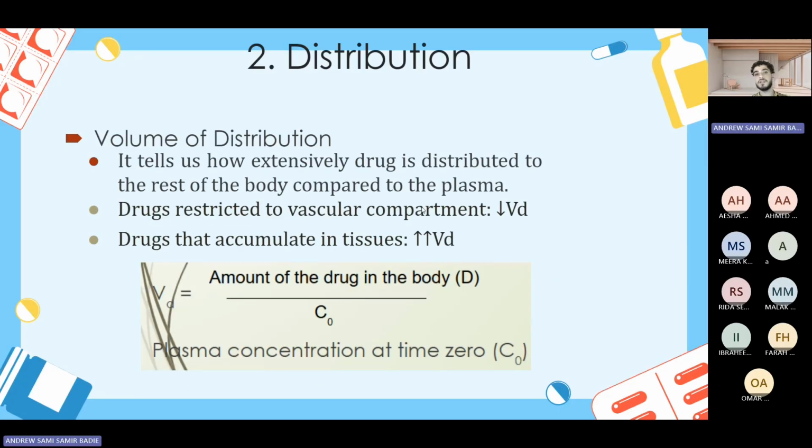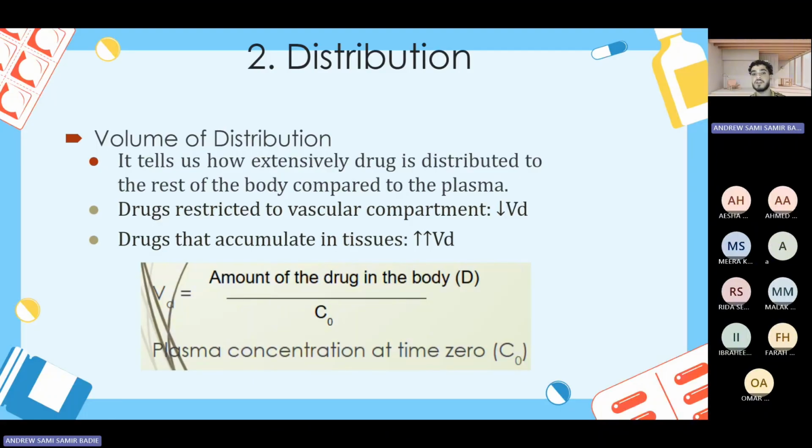Now, volume of distribution is a pretty important concept, and it tells us how extensively the drug is distributed to the body compared to the plasma. If the drug is restricted to vascular components, so if you want a drug to remain inside the blood vessels, for example, a drug that decreases coagulation of the blood, if someone just had a heart attack or a clot inside the blood and we want to give warfarin or whatever, we want the drug to remain inside the blood vessels. So we want the drug to have a low volume of distribution.